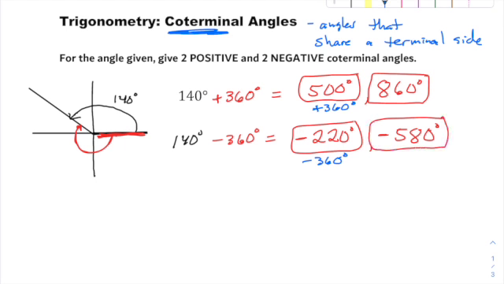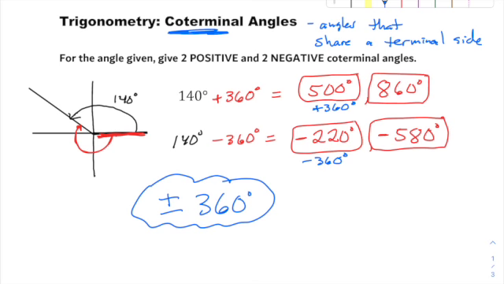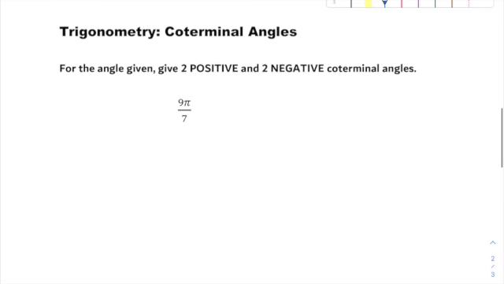Okay, so that's the big thing with finding coterminal angles. If you're in degrees, add or subtract 360 degrees as many times as you want. Easy stuff, right? So what about if we're in radians?